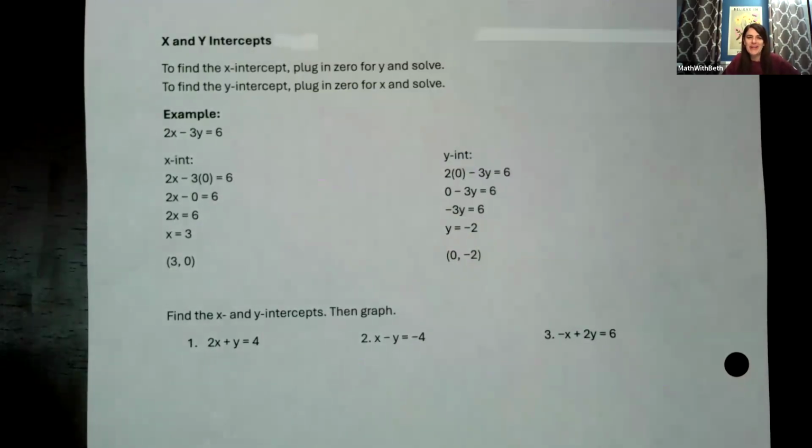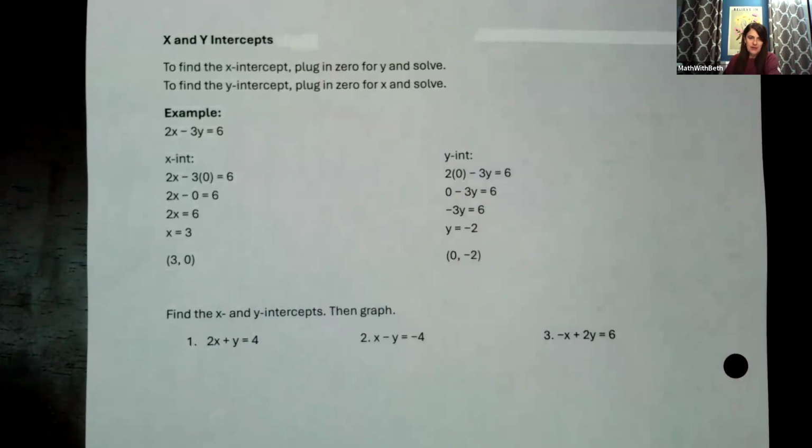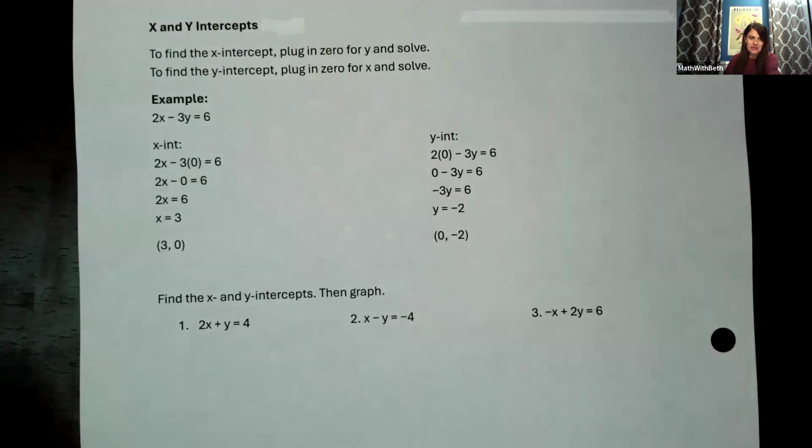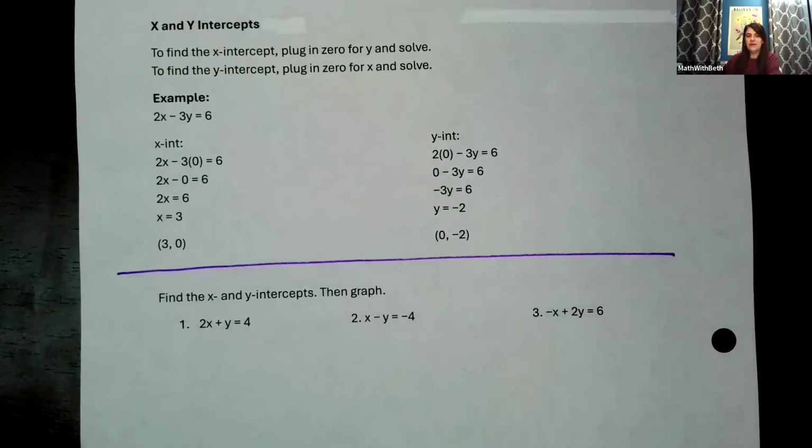Hello, welcome to Math with Beth, and we are going to look at finding x and y intercepts with lines and then actually using those 2 points to graph a line. So here's some examples that you could look at if you want to pause and kind of look at those. But I'm going to go ahead and start the first one.